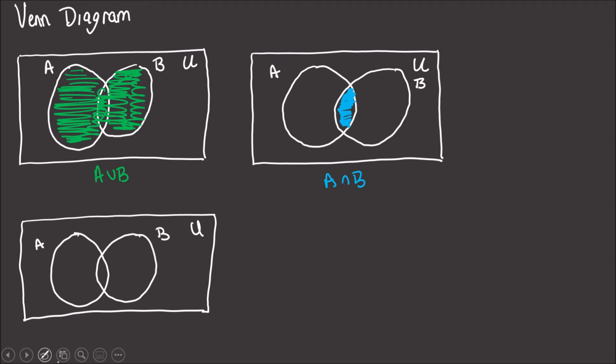We're now looking at B minus A. Let's do B minus A. And remember, B minus A is the set of all elements that are in B, but not in A. So it would just be what's in B, excluding what is in the intersection of A and B, and also what's in A. Right? So it would just be that.